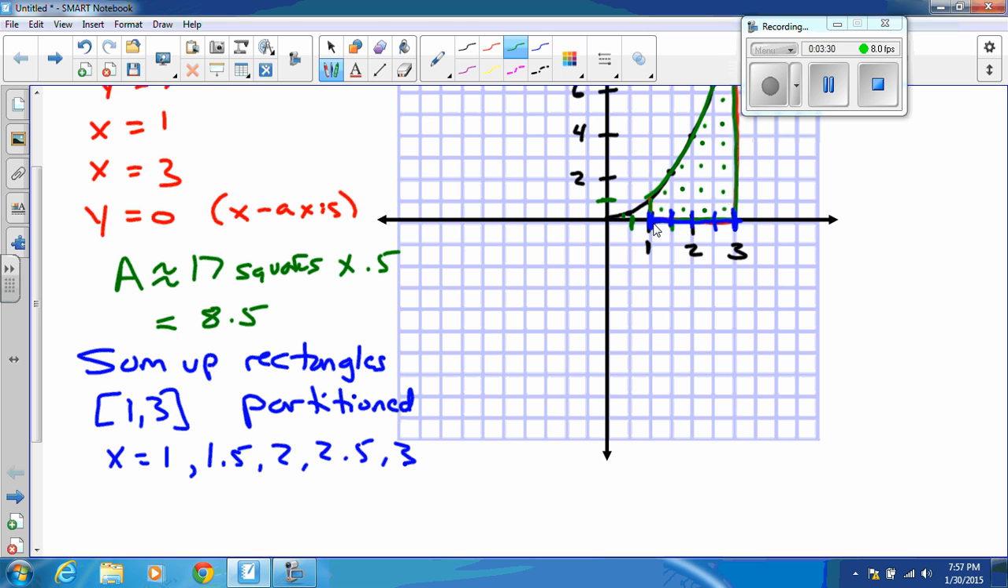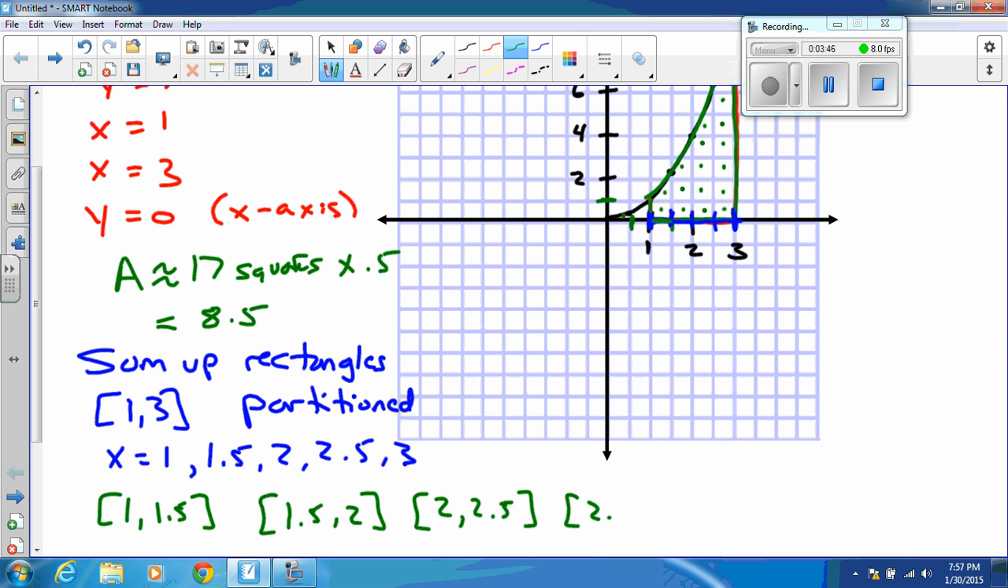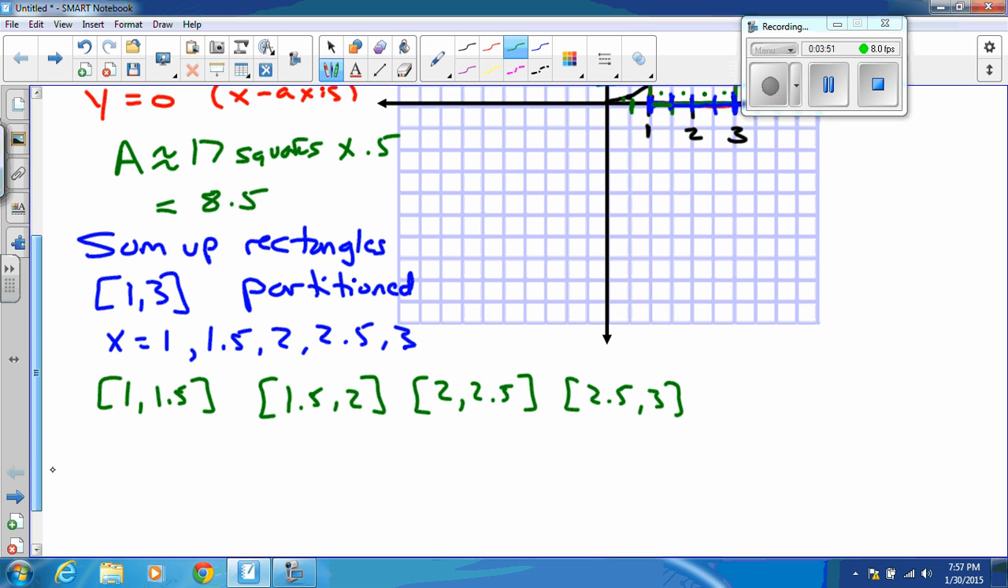The first subinterval is right here from x equals 1 to 1.5. The second subinterval is from 1.5 to 2. The third is from 2 to 2.5. And the last one is from 2.5 to 3. And what I want you to observe about these 4 subintervals is that when I take their union, when I put them all together, what I get is exactly the interval that I have right here.